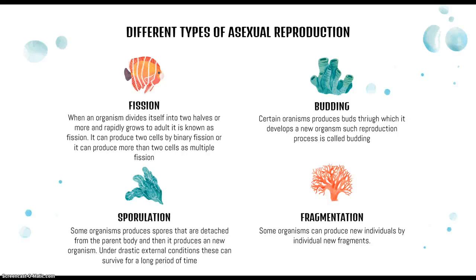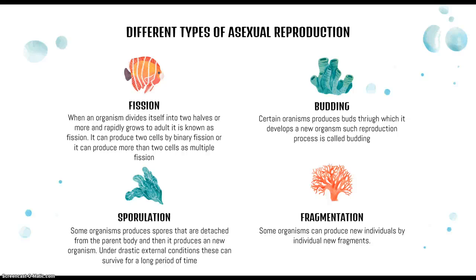In case of organisms like hydra and yeast, they produce a small bud. That bud eventually grows into a new organism and then it gets detached from the parent's body. Such kind of process is known as budding. It forms a bud, it forms an organism, then it gets detached. This is known as what? Budding.